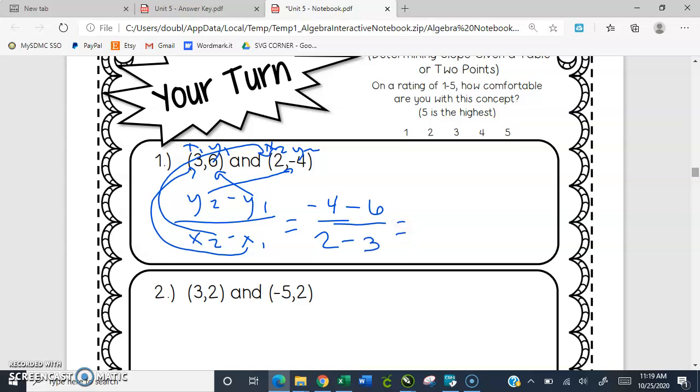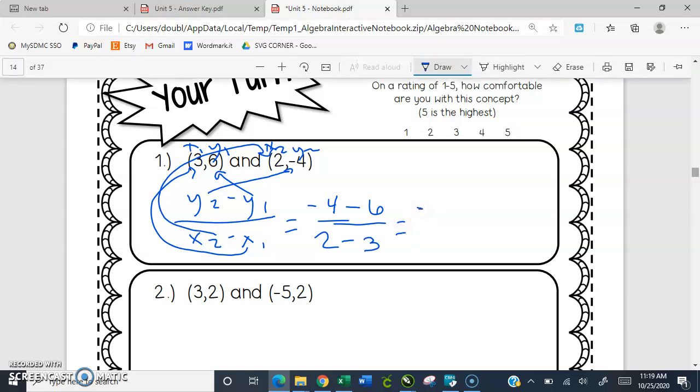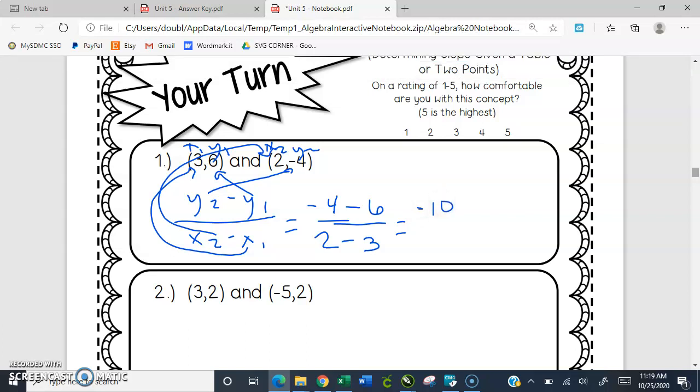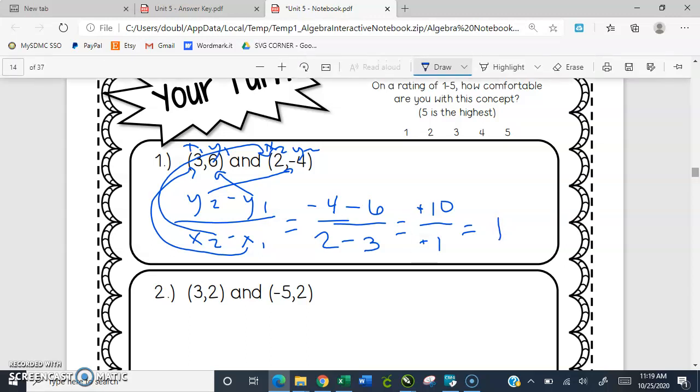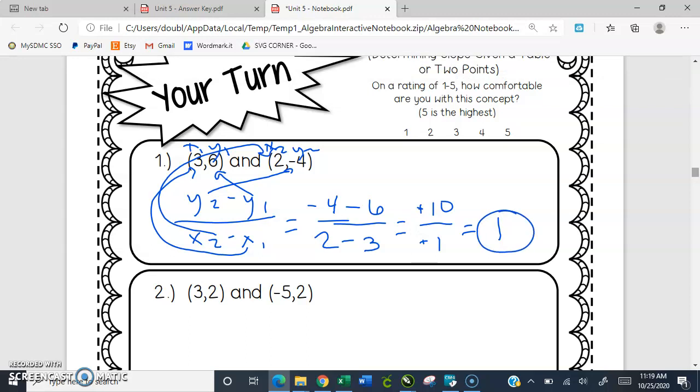So I have two negative numbers. I keep the sign and I add them up. So 4 plus 6 is 10. Then I have 2 minus 3. So that should give me negative 1. Both are negative and it becomes a division problem. So 10 divided by 1 is just 1. These negatives turn positive. So here's my slope. I'm sorry, 10 divided by 1 is 10. So that's my slope.